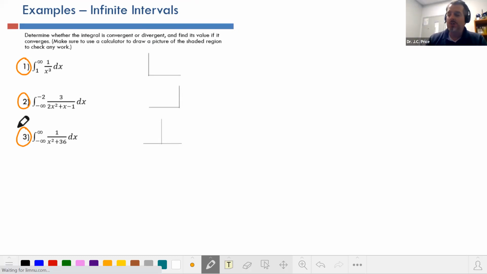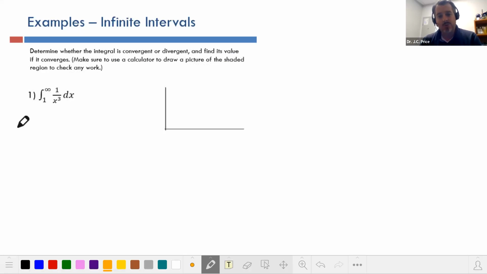So let's just do this first problem and try to figure out how we make sense of an improper integral here. We're going to determine whether the integral is convergent or divergent, and then find its value if it converges. We'll find the actual value if it converges, and then we'll use a calculator to draw a picture of the shaded region to check any work.